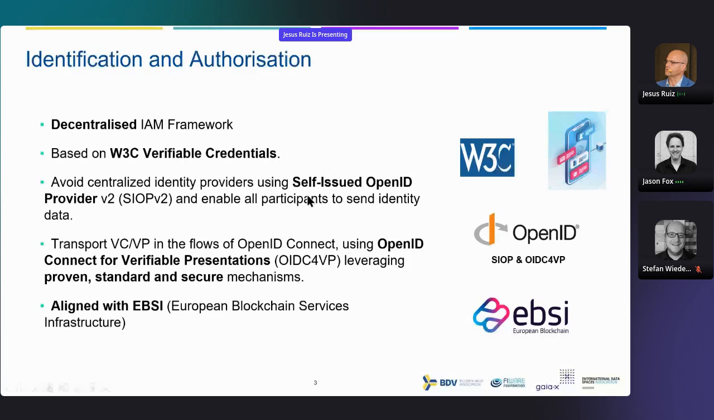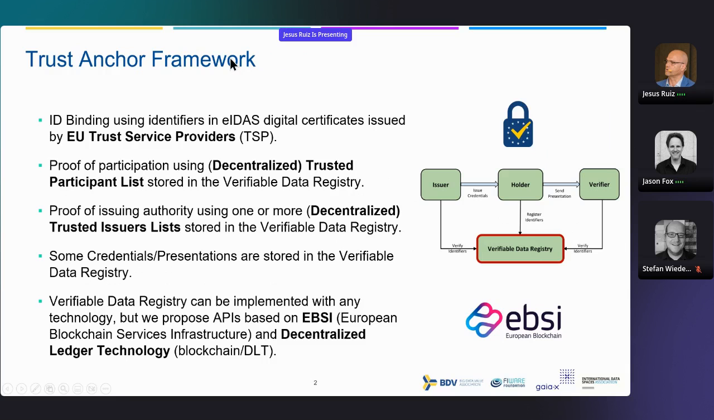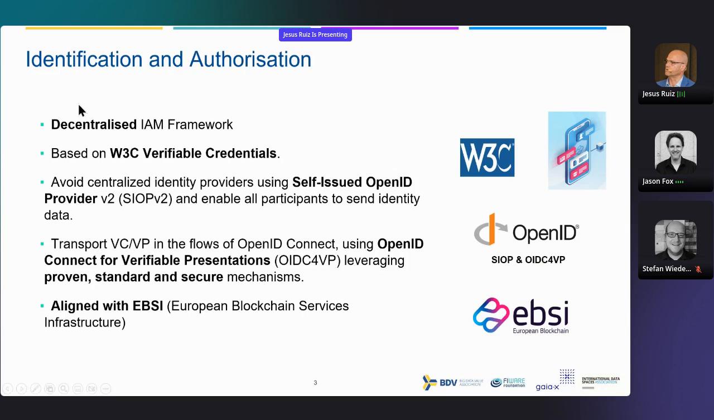But then, identification and authorization. Because I was speaking about the trust framework. So the trust framework is implemented by the verifiable data registry. But on top of this, we're making use of identification and authorization implemented on the decentralized identity framework with verifiable credentials. And in order to avoid centralized identity providers, we are using OpenID Connect, but not the traditional OpenID Connect. We are using SIOP version 2, Self-Issued OpenID Provider, okay, that enables all participants to send identity data.